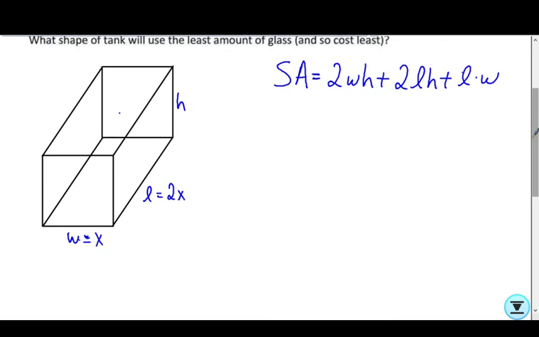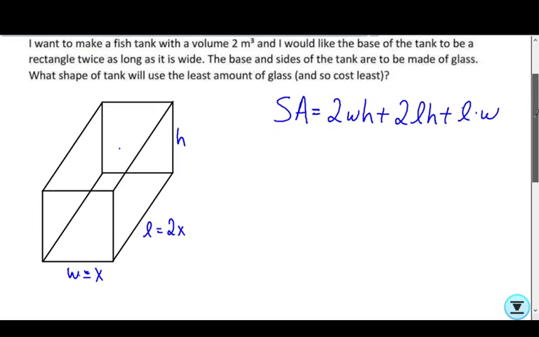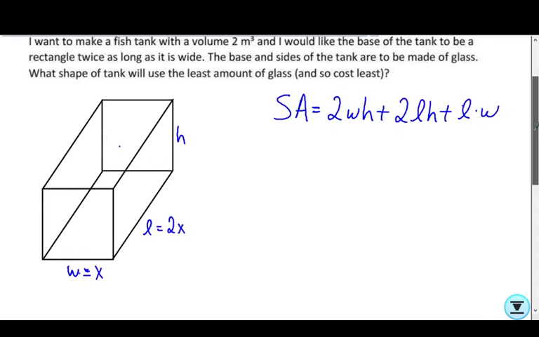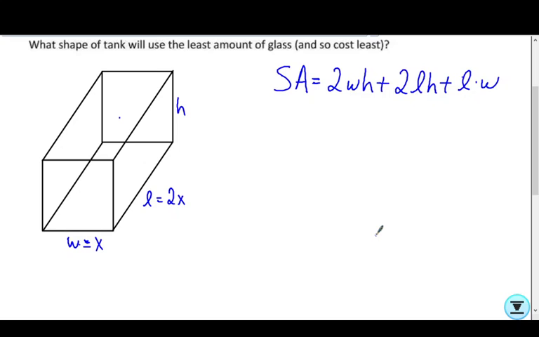Now, what's my secondary equation? What are my limiting factors? Well, the volume has to be 2 cubic meters. So my volume is my secondary equation. That's what's limiting everything. So over here, volume of my tank is of course length times width times height.